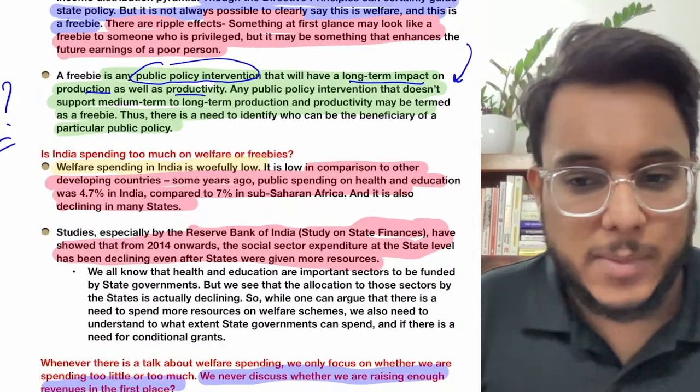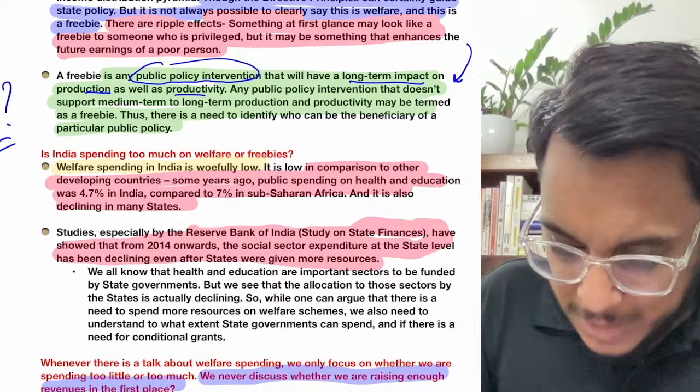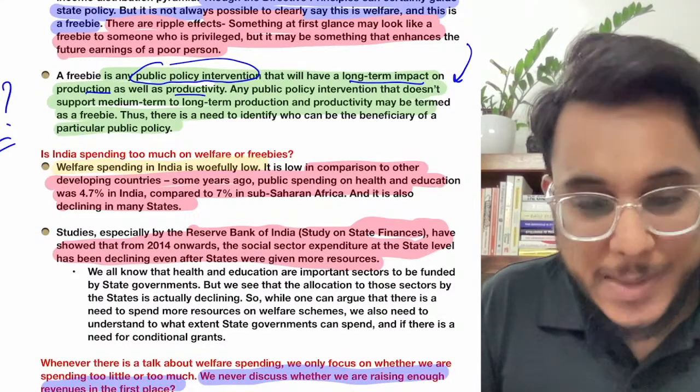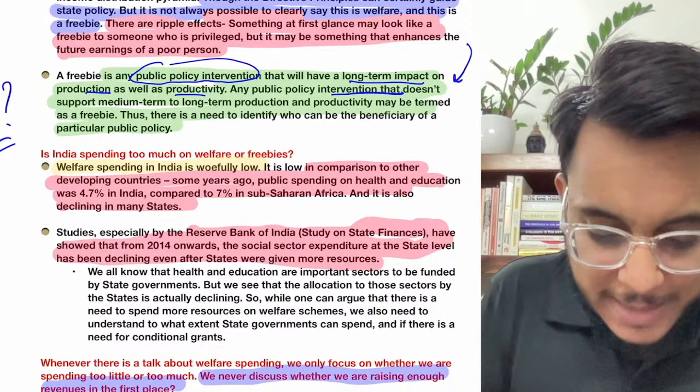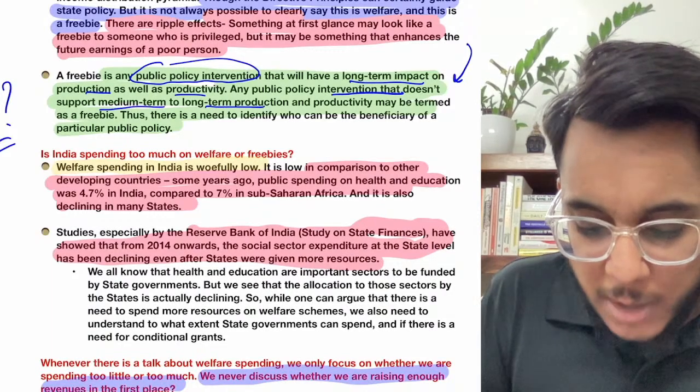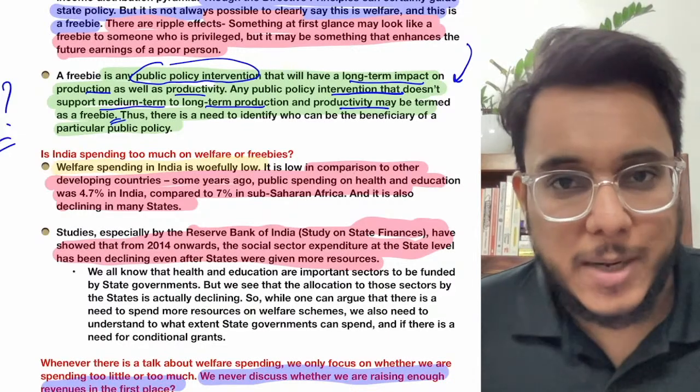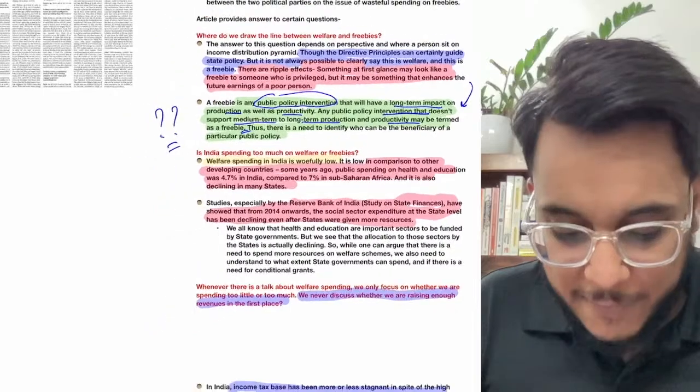Very beautifully it has been explained. That will have long-term impact on the production as well as the productivity. It has been said that any public policy intervention that doesn't support medium-term to long-term production and productivity may be termed as a freebie. Now guys, understand this particular thing. On this particular basis, we'll analyze.